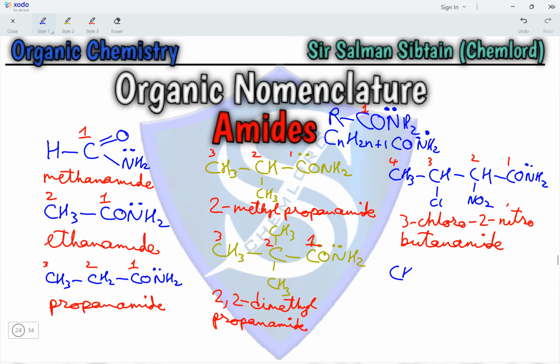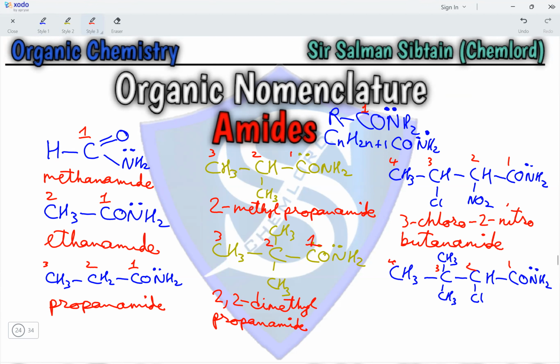So in this way, any functional groups that are attached to this compound would be given alphabetical preference while writing the name of the compound. So CH3, C, CH, CONH2. Here I'm introducing two methyl groups on one carbon atom and a chloro group on another carbon atom. So the numbering would be 1, 2, 3, and 4.